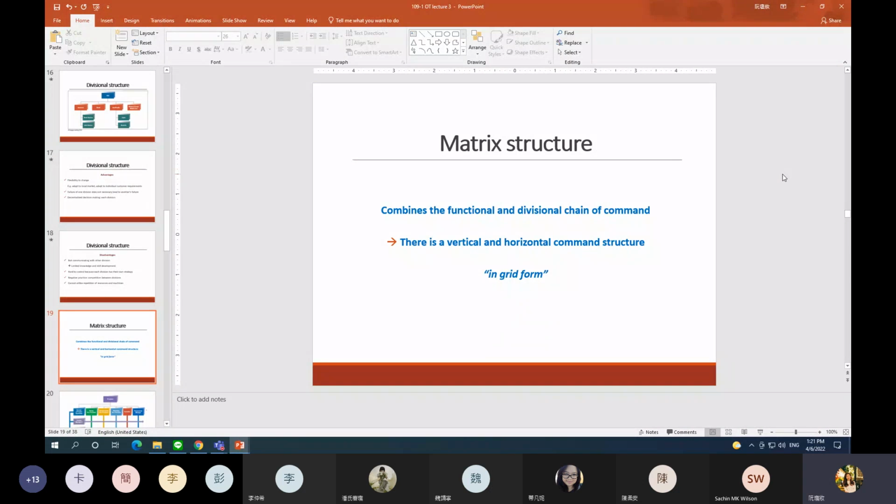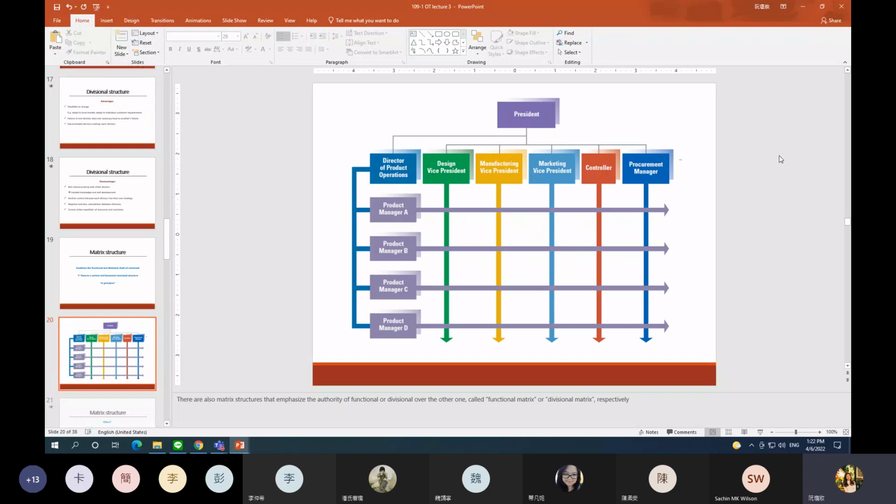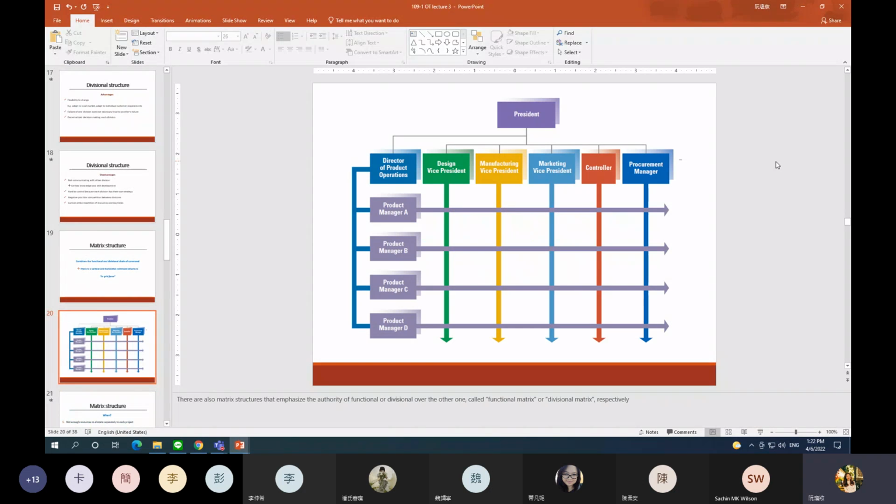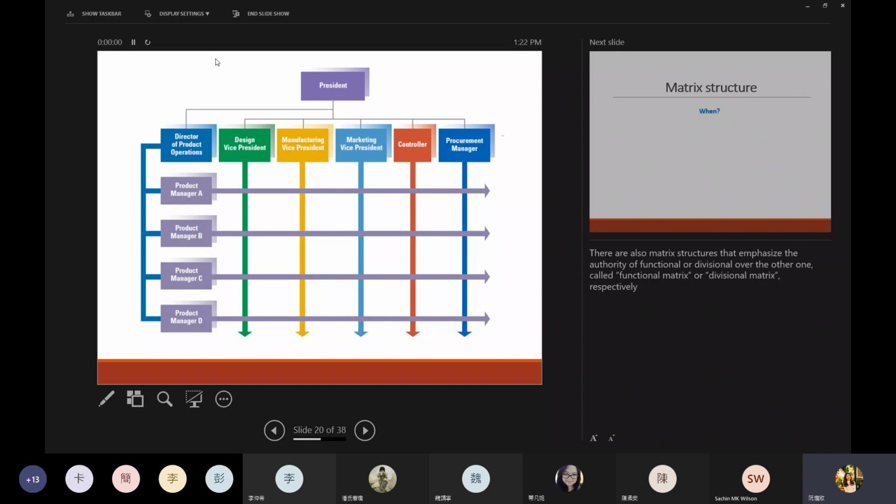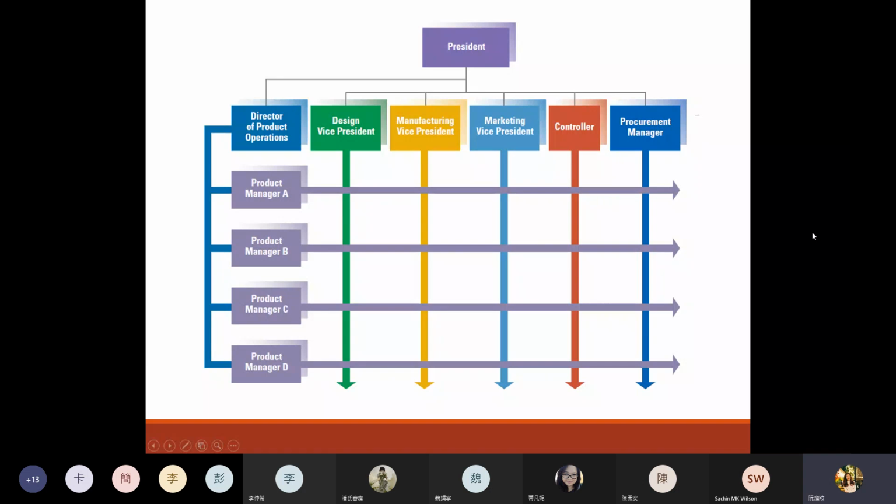And last time we discussed, at the very beginning, the key characteristics of matrix structure and when we need it. So remember that we said that it is in grid form, where we combine, let me show my screen, here, where we combine functional and divisional structure together.